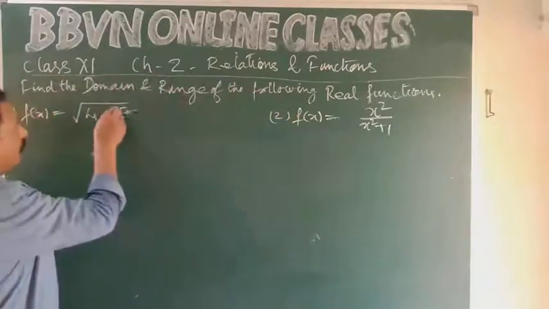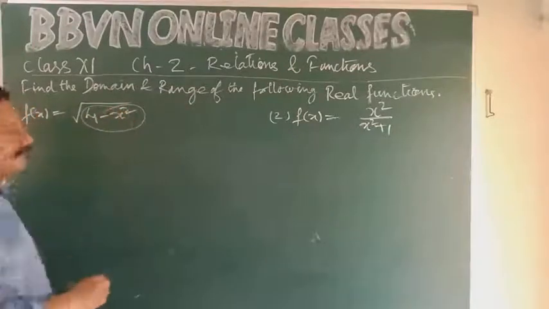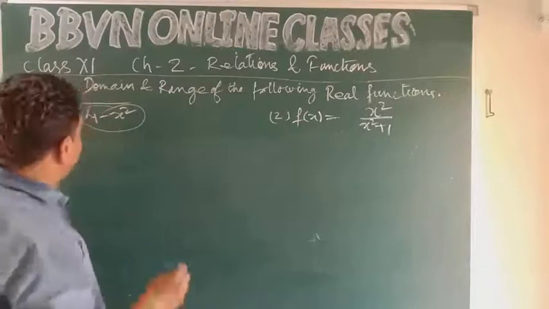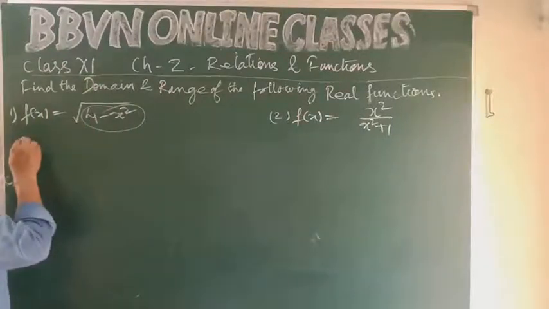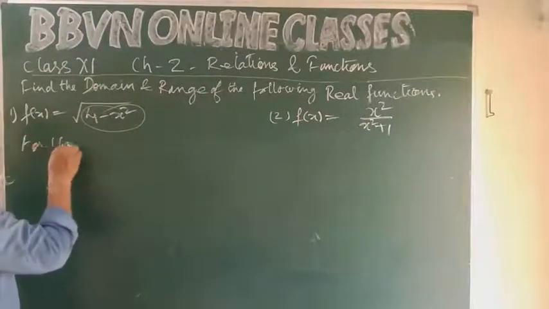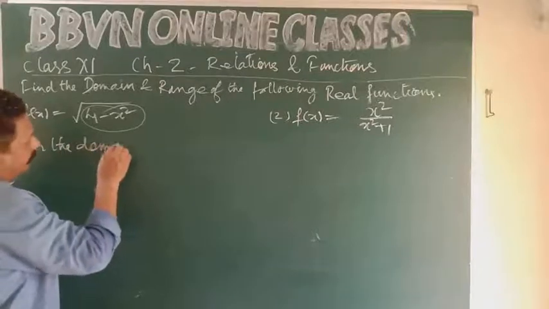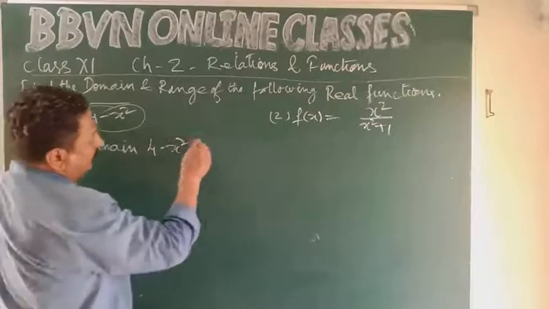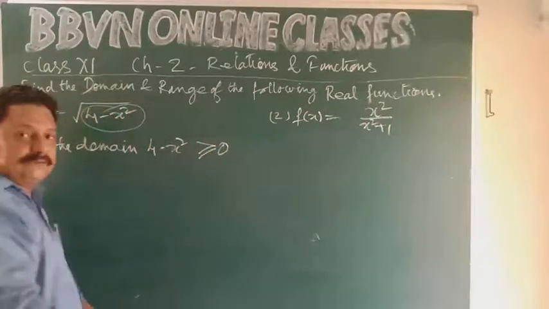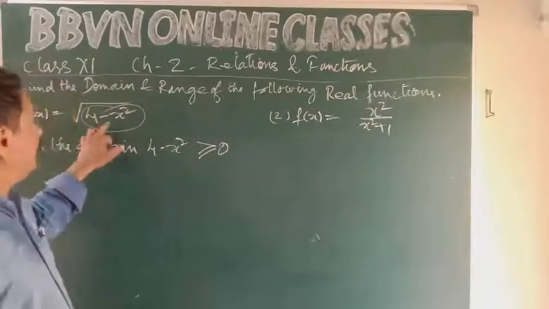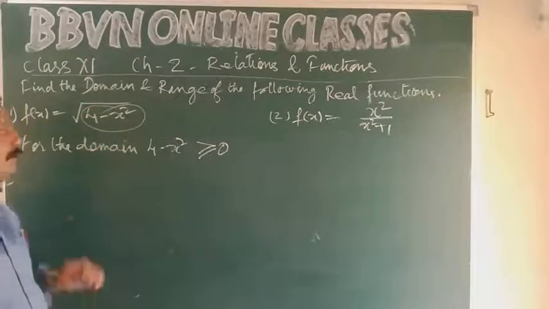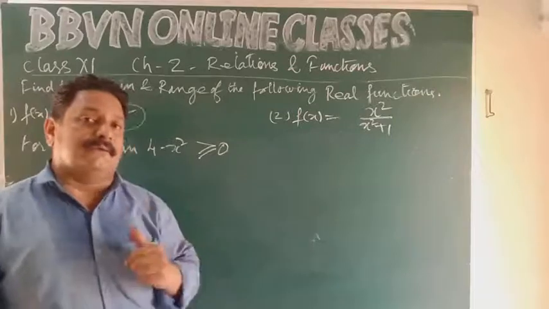So 4 minus x square will exist since it is under a square root, for the domain, 4 minus x square must be greater than or equal to 0. If 4 minus x square is less than 0, it means under the square root you have a negative term. You will not get a real value.